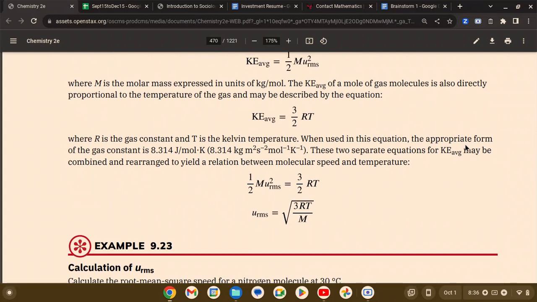The average kinetic energy of a mole of gas molecules is also directly proportional to the temperature of the gas and may be described by the equation there, where R is the gas constant and T is the Kelvin temperature. When used in this equation, the appropriate form of the gas constant is 8.314 joules per mole Kelvin. These two separate equations for the average kinetic energy may be combined and rearranged to yield a relation between the molecular speed and temperature. And there it is.